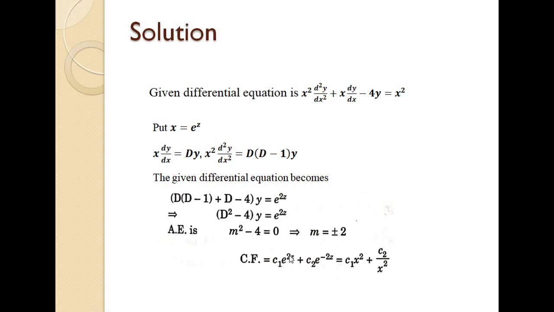So this becomes c1 into e power 2z, which can be written as e power z whole square. That is, e power z is x, so x square, plus c2 into e power minus 2z, which can be written as e power z whole power minus 2. So that is x power minus 2, which can be written as 1 by x square. So the complementary function for the given non-homogeneous variable coefficient linear differential equation is c1 x square plus c2 by x square.